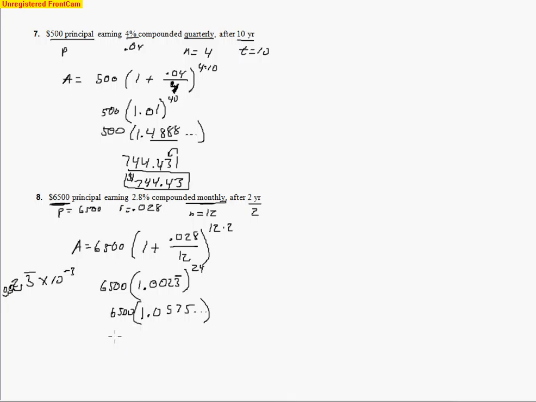I got $6,873.93, and then 0.6 of a cent. So 0.6 of a cent is going to round that up, $6,873.94. That's the value that we should end up having.